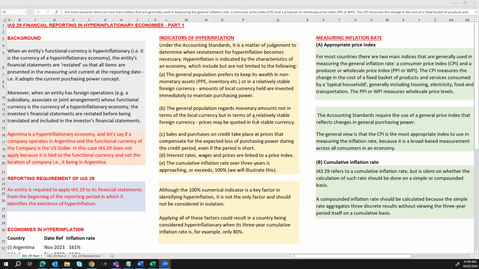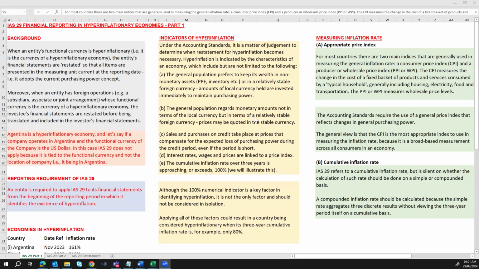In today's video, we're going to see IAS 29, which is financial reporting in hyperinflationary economies. Firstly, we're going to learn the literature around IAS 29 and all the things we need to know about before applying it in practice.